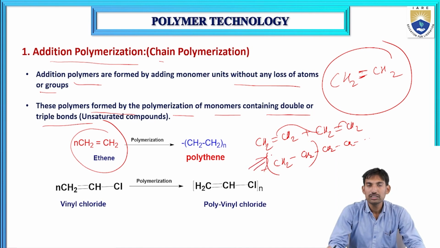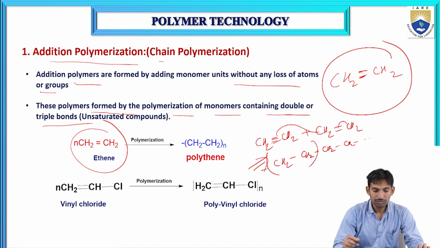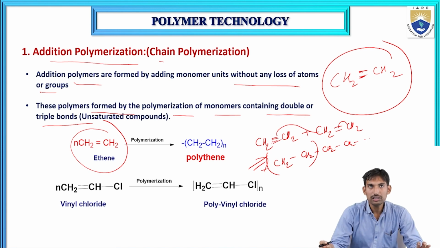In this process, there is no loss or gain of atoms or groups. Only the double bonds and triple bonds are converted into single bonds. So there is a change in these unsaturated bonds, but there is no loss of atoms or groups present in the monomer.